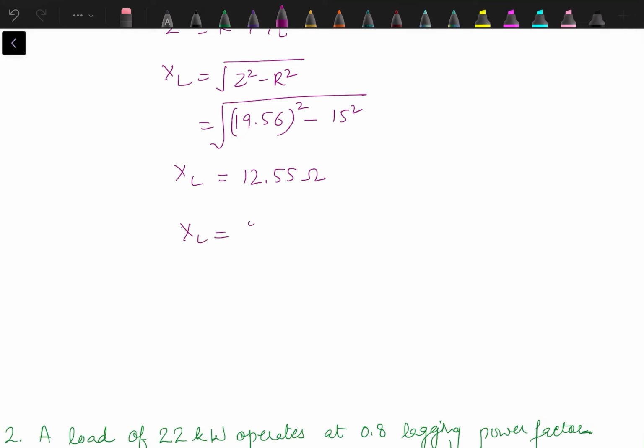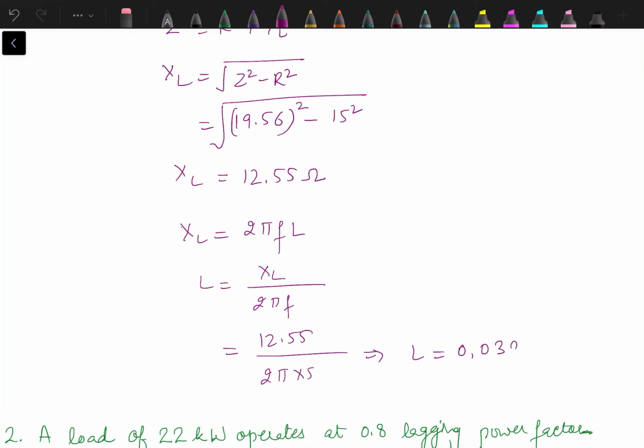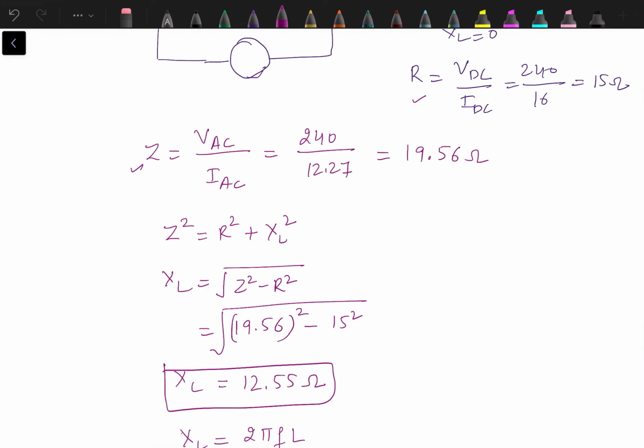We also know that XL is equal to 2 pi f L. So L is equal to XL by 2 pi f. Frequency is given, it's 50 hertz. 2 pi into 50, which gives us the value of inductance as 0.0399 Henry. So this is how we get the value of resistance, inductance, impedance and the reactance. So all these were asked. Reactance, this is the impedance, resistance over here.